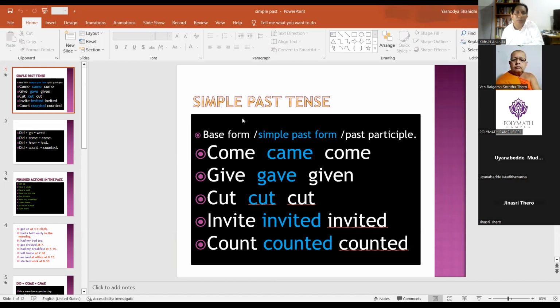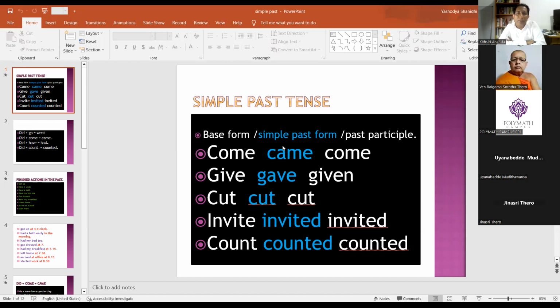So we basically use the simple past tense to talk about finished actions in the past. We use the simple past tense to talk about finished actions in the past. So we should understand how we can form sentences. Here you can see the 3 forms of the verb.